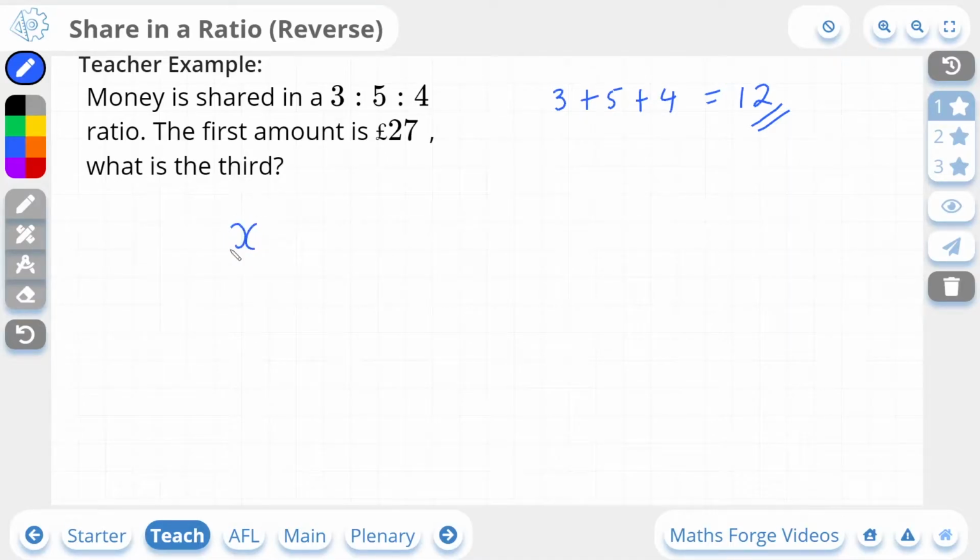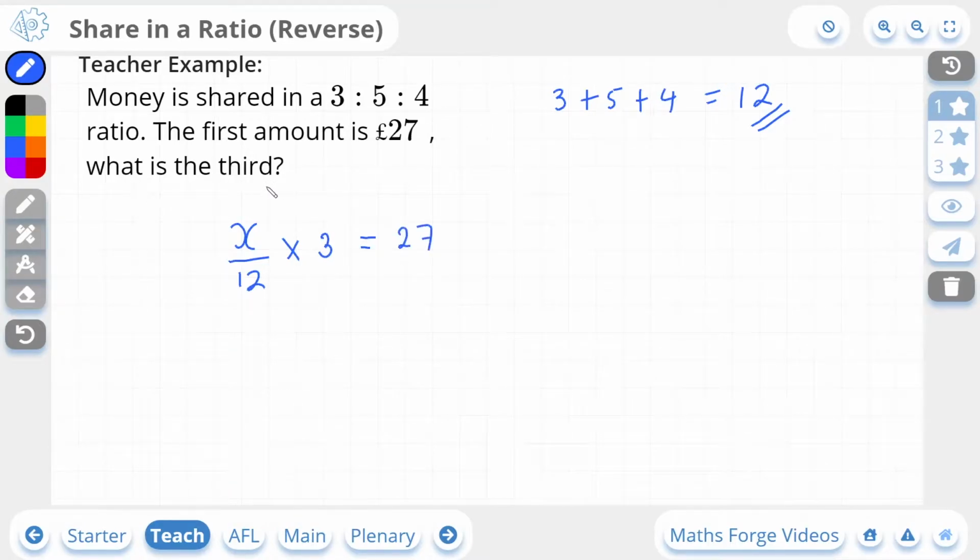But we do know that when we take this total amount and break it up by 12, we can then take this value, the total amount broken up by 12, and multiply it onto each part of the ratio to get each corresponding value. Here they're telling us the first amount is £27. So when we take this x over 12 and multiply it by 3, we should get £27.